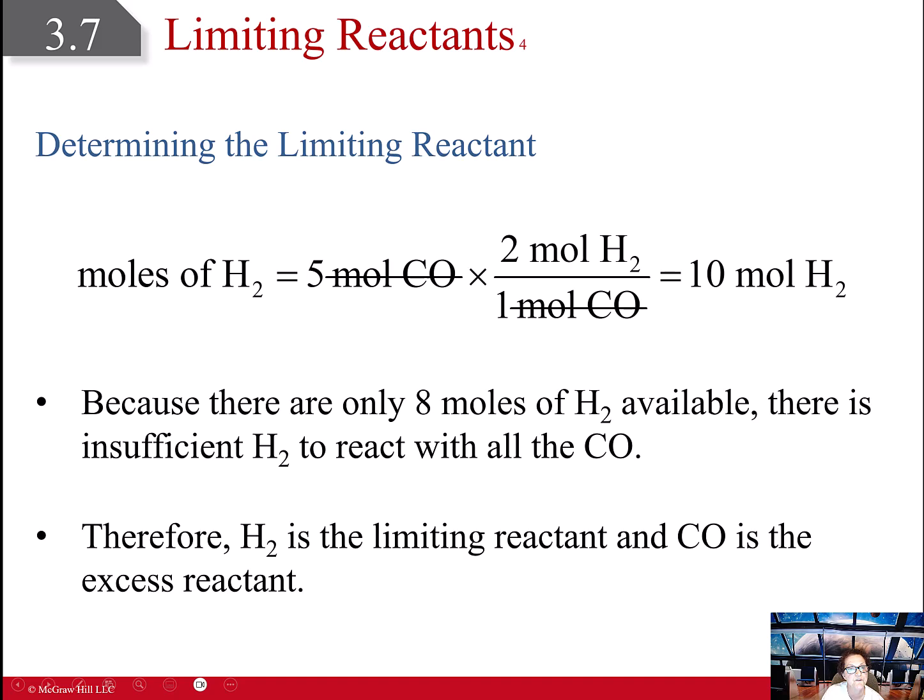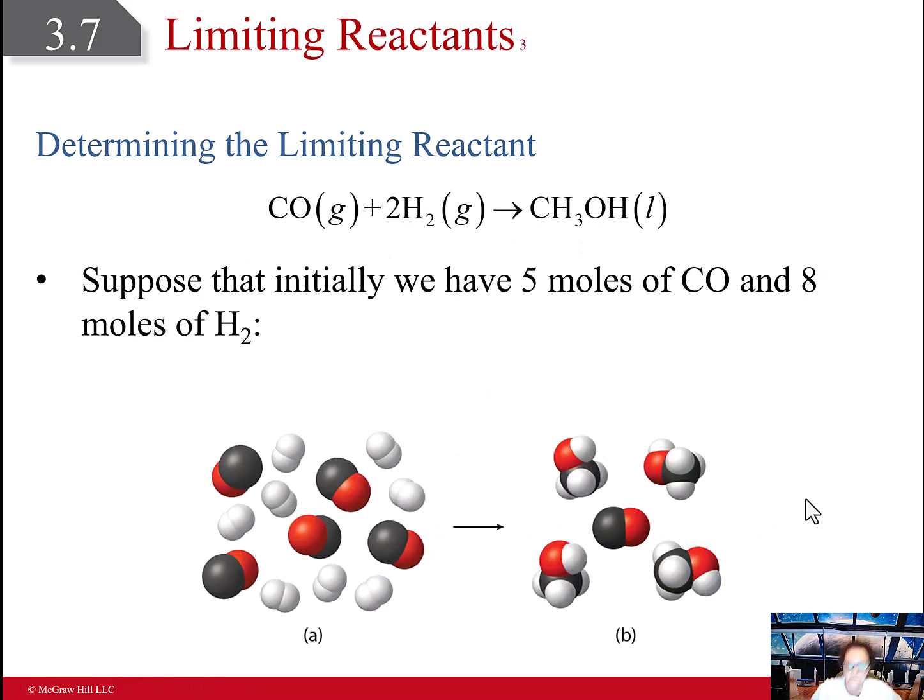We have 5 moles of CO to start with. Okay. So we got 5 moles of CO and 8 moles of H2. So we've got 5 moles of this and 8 moles of that. So what does that tell me? That tells me that I may not be able to make all of 5 moles of my product, of my alcohol.